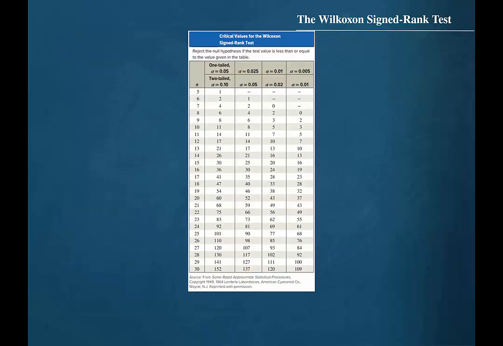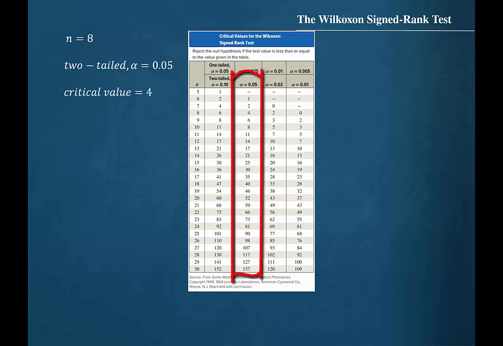Since our sample size is less than 30, we will use the critical values for the Wilcoxon Signed Rank test table. Our sample size is 8. We have a two-tailed test with a 0.05 level of significance. The column for the two-tailed test with alpha equal to 0.05 intersects the row where n is equal to 8 at the critical value 4.